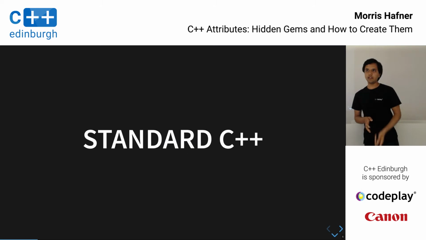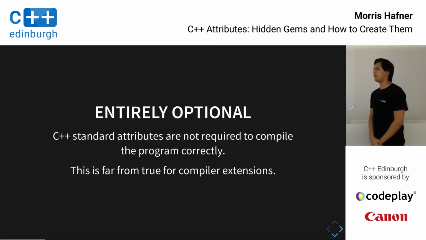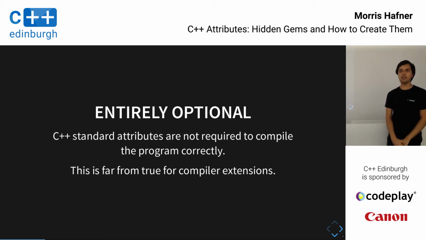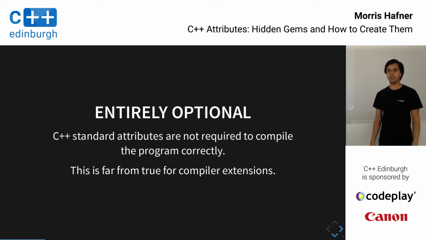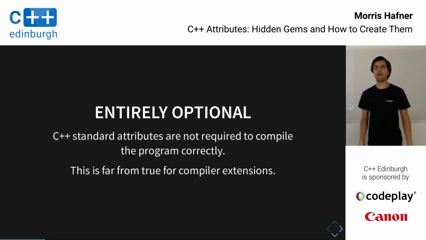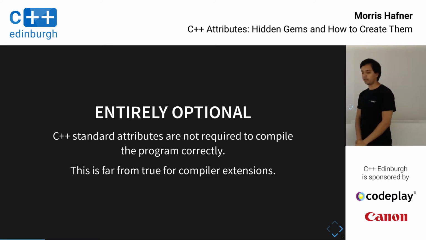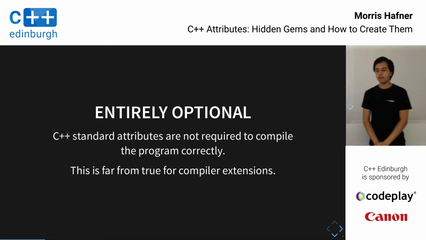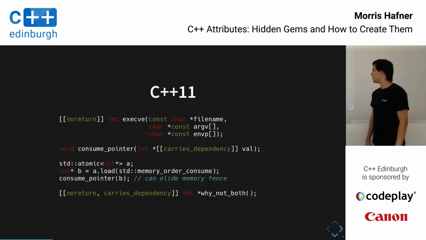So in standard C++, as I said before, we just got attributes in C++11, and the idea still is that these are entirely optional. So even if your compiler doesn't support attributes at all, it should still be able to produce a valid executable. This is obviously far from true for all the compiler extensions that you can enable through the compiler-specific attributes.